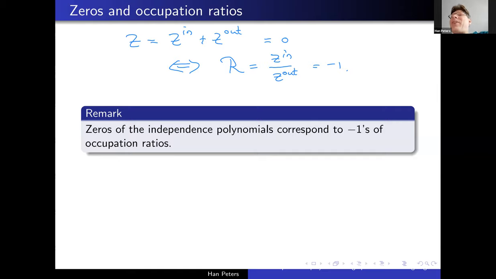So the last thing I was saying is that these two polynomials could have common factors that cancel. So it's possible that Z is zero, but R is not minus one. However, the remark is true because if you have a graph with some zero, then there is another graph for which the occupation ratio is exactly minus one. So you can manipulate, or if you look at the smallest graph for which the partition function is zero, then the ratio must be minus one. So the remark holds.